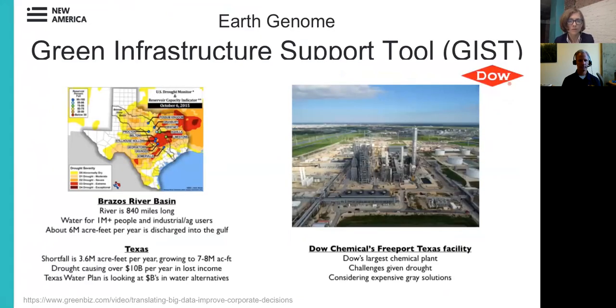Earth Genome is a nonprofit organization that worked with seven companies who are member of the World Business Council for Sustainable Development in order to reveal options for corporate decisions on water use. Their pilot project was with Dow Chemical, who has a facility in the Brazos Water Basin that was suffering from a years-long drought, and they were considering expensive gray infrastructure solutions. They asked the Earth Genome team if they could build a tool to help them find green solutions across the entire watershed, because what was happening upstream was affecting them downstream. Essentially, they wanted to use data to find a needle in the haystack and places where it makes sense for them to invest in the entire watershed.